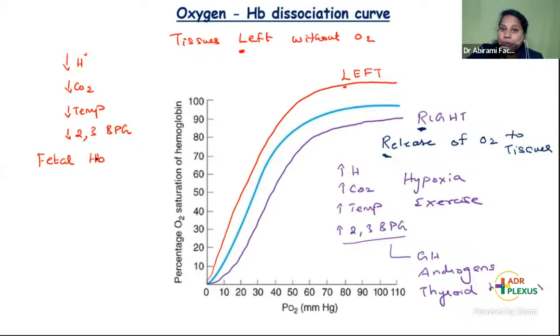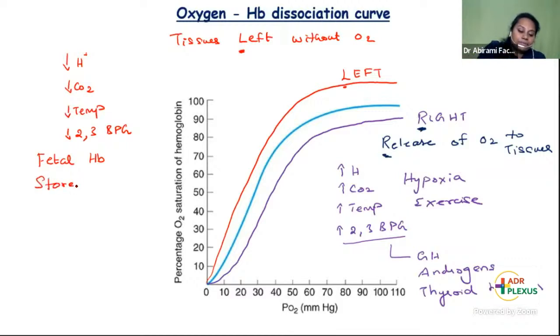Why fetal hemoglobin? Because fetal hemoglobin is made up of alpha chains and gamma chains. So that has more affinity to oxygen. Fetal hemoglobin will hold all the oxygen to the hemoglobin itself. The affinity is more. That's why the curve shifts to the left. Tissues are left without oxygen. So that is fetal hemoglobin.